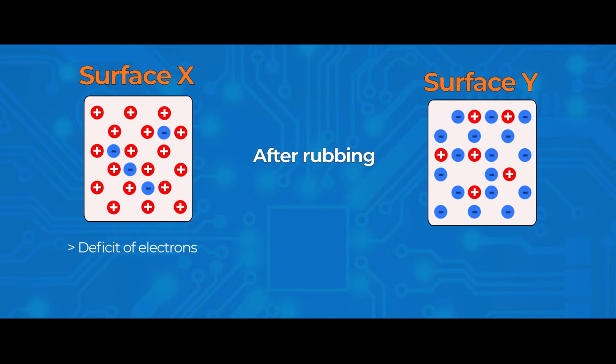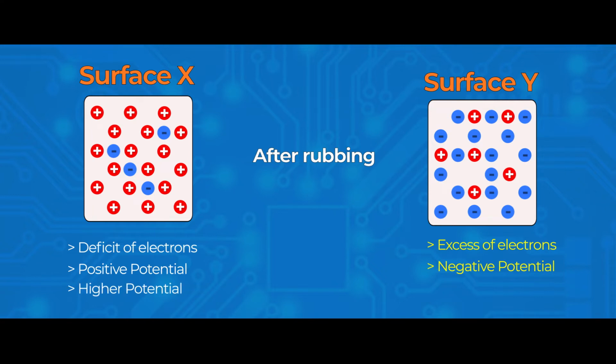In other words, surface X becomes positively charged. We call it positive potential. This surface is said to be at the positive potential. And the surface Y, where there is excess of electrons through the transfer, we call that surface negative potential. And we consider the positive potential to be at a higher potential. We say that electrically surface X is at a higher potential than surface Y. That's why I have marked here lower potential on surface Y.